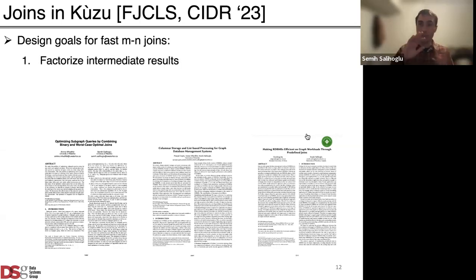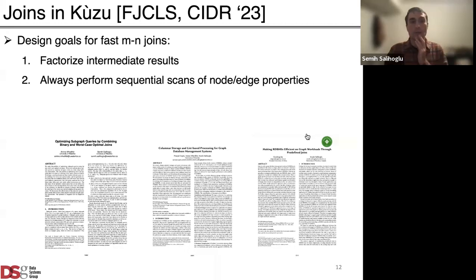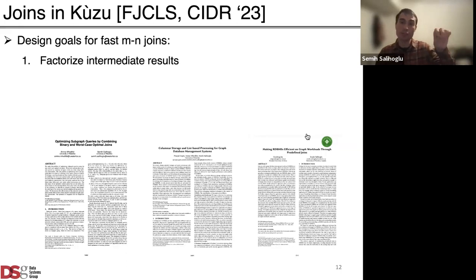Okay, so the first thing that we wanted to do as a design goal was to factorize intermediate results, and I'll tell you a little bit about this momentarily. Factorization, what you should think of is a compression technique to represent results. So in one sentence for now, intermediate results as Cartesian products instead of flat tuples. It's a way of essentially reducing the representation of an intermediate relation that's being passed between operators.